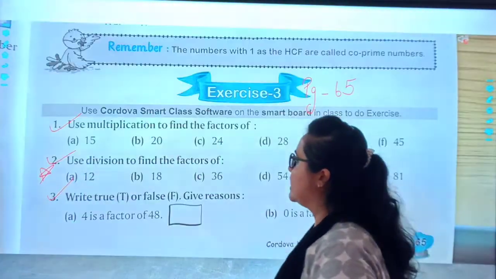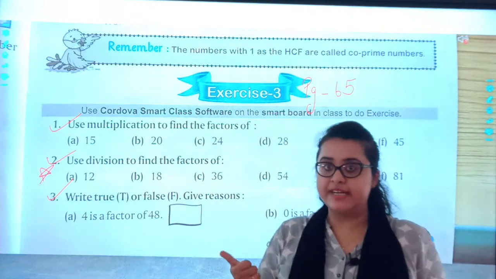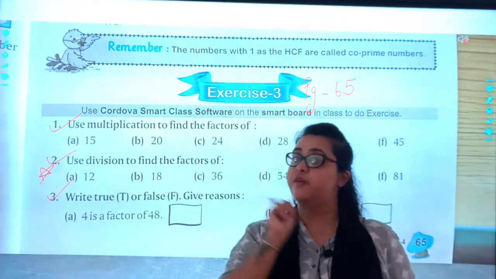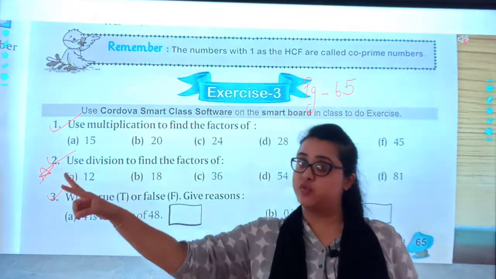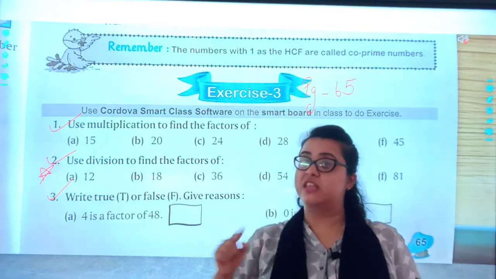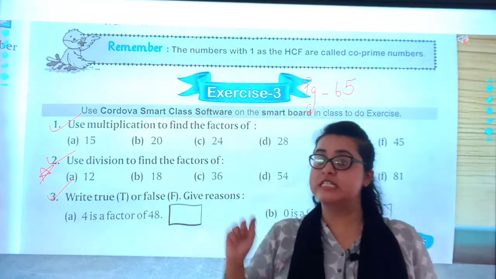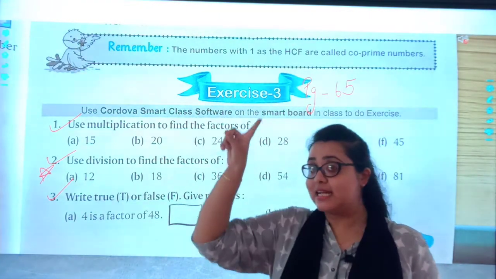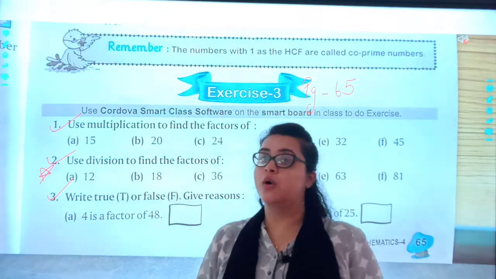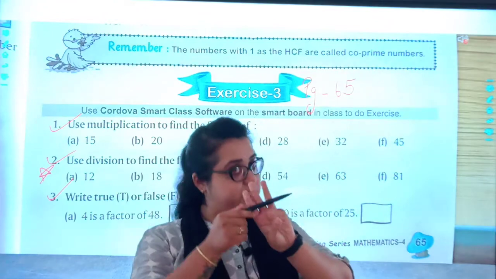Understood? See. Use multiplication to find the factors. We did it. We saw 15, in which tables it comes. 15, 1 into 15 equals 15. It doesn't go in 2. 3 5s are 15. 5 3s are 15. Remember? Yes. The division method, where the remainder was on the side, do you remember? And true or false. So students, here we complete the discussion of exercise 3. Only question number 1, 2 and 3.